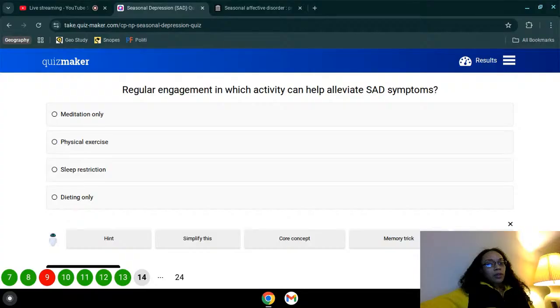Regular engagement in which activity can help alleviate SAD symptoms? Meditation only, physical exercise, sleep restriction, dieting only. Regular engagement in which activity can help alleviate SAD symptoms? I think it's just physical exercise.